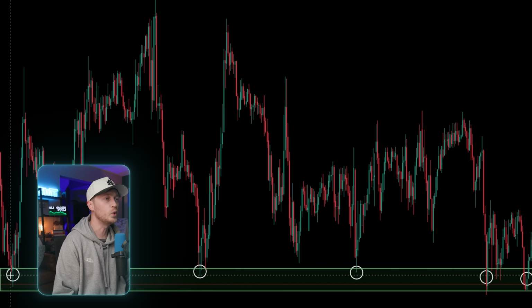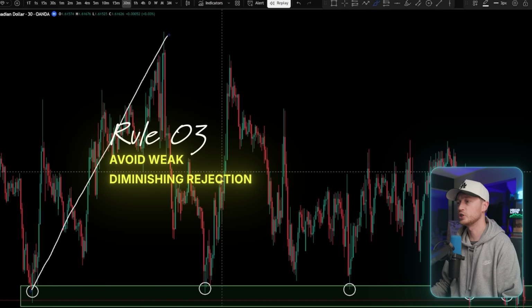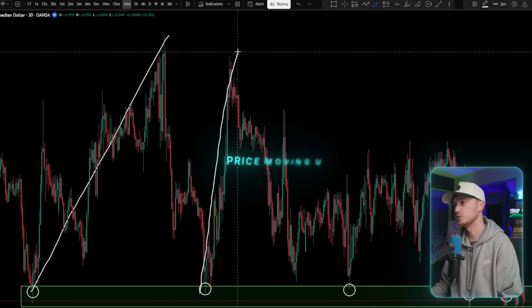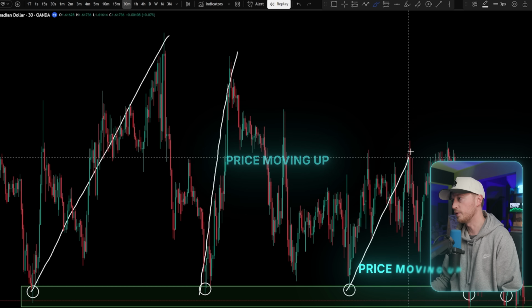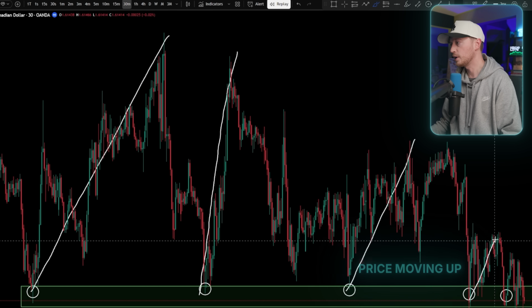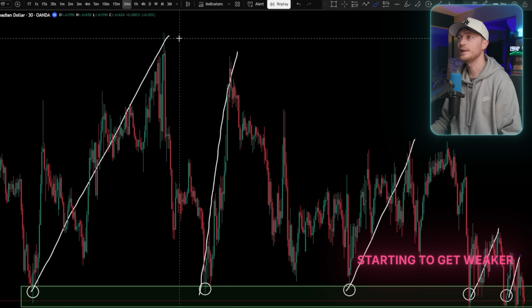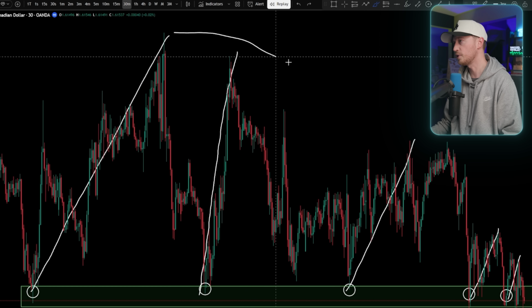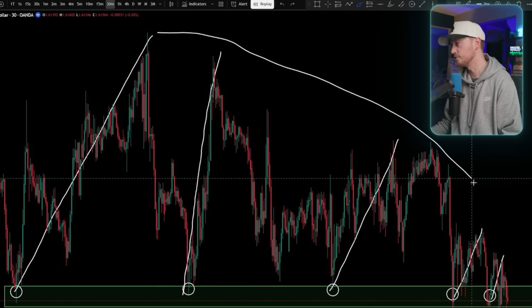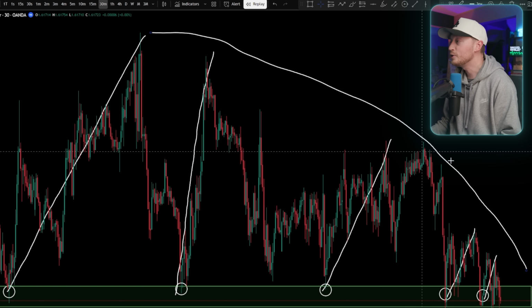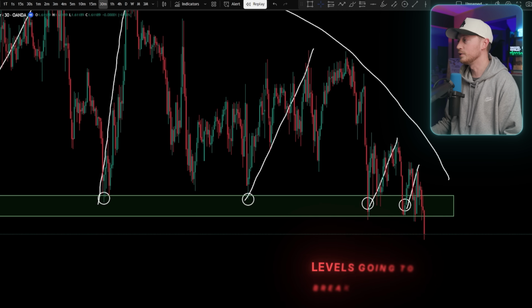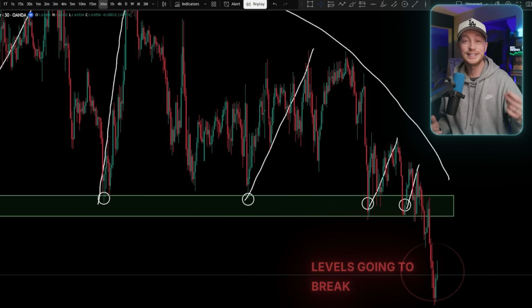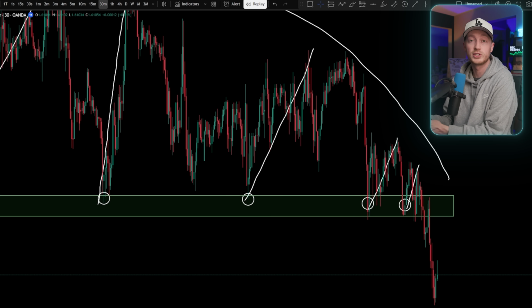But you do want to avoid weak, diminishing rejections. You can see here, price is moving up, price is moving up. But as it's moving up, it's starting to get weaker, right? If you come to the top, you can see price is getting weaker with every single push up. So what do you think is going to happen here? Well, this level is going to break. Listen to the price action. It's telling you what's going to happen.